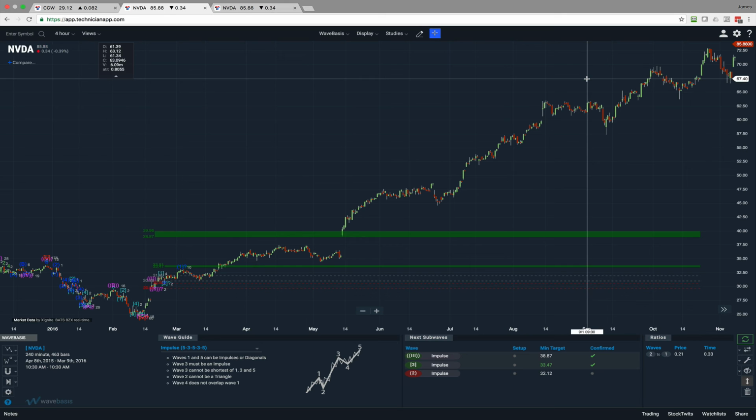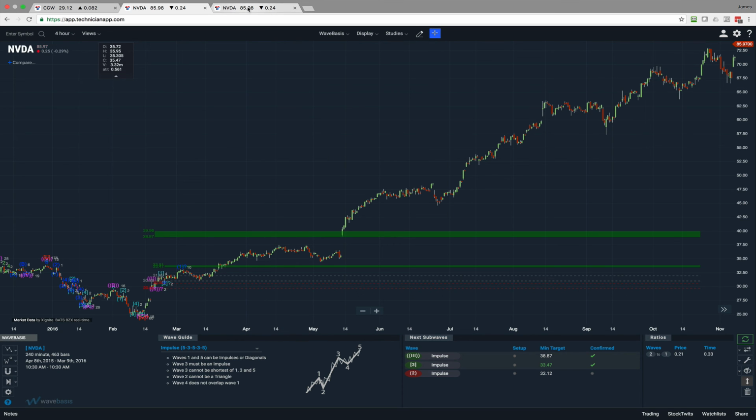And as I said earlier, this has happened for us in NVIDIA over the course of this year. We've had one opportunity after the next to enter into profitable trades using the information that we're getting from WaveBasis and the next subwaves pane.